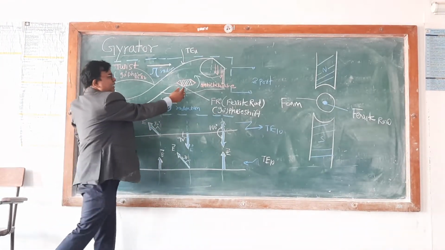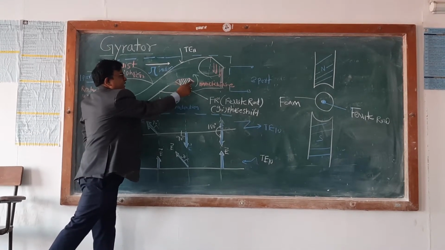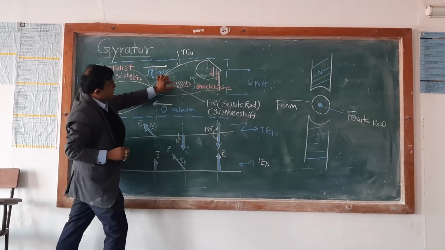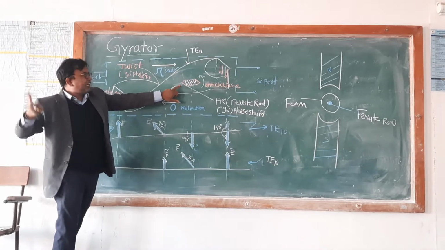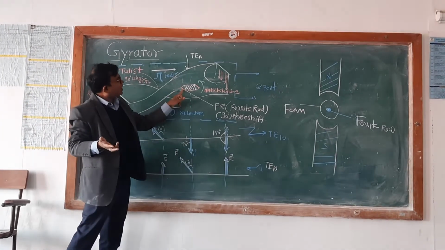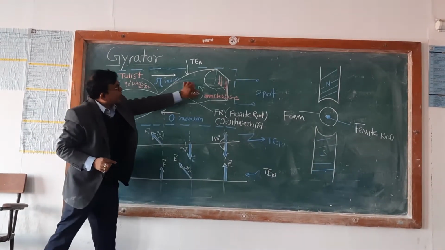You can see that the ferrite material is tapered at both ends. This end and this end are sharpened, or you can say tapered. Why? Because we want less attenuation. We don't want complete attenuation. So to avoid attenuation, this particular rod is tapered at both ends.